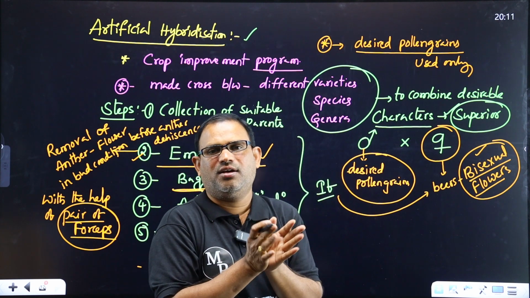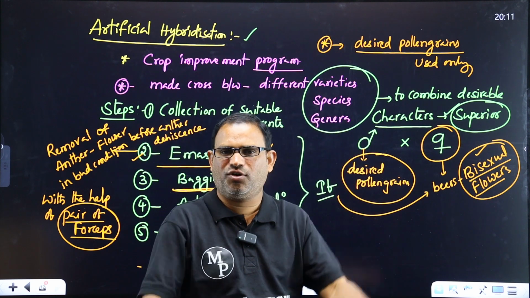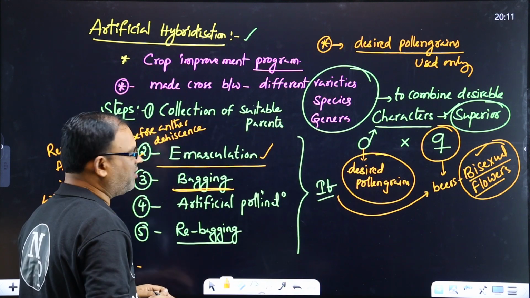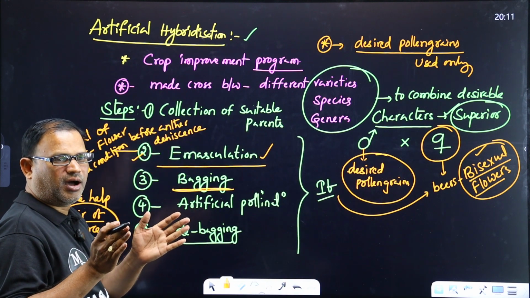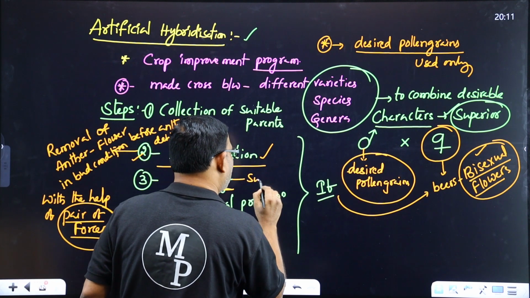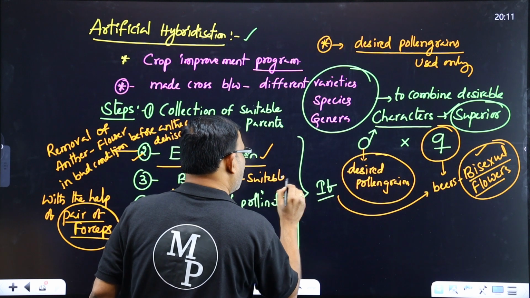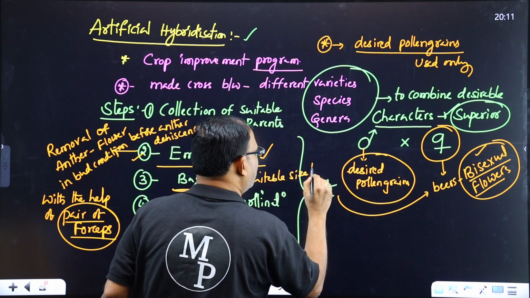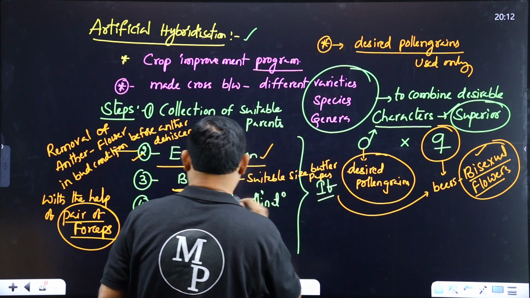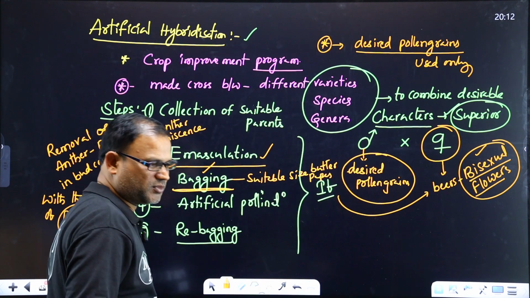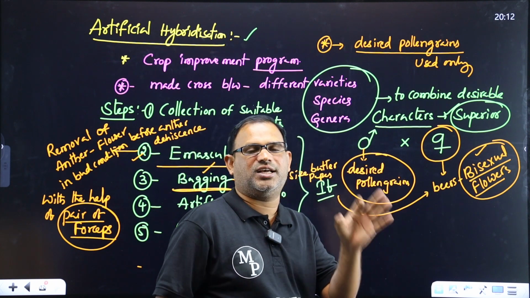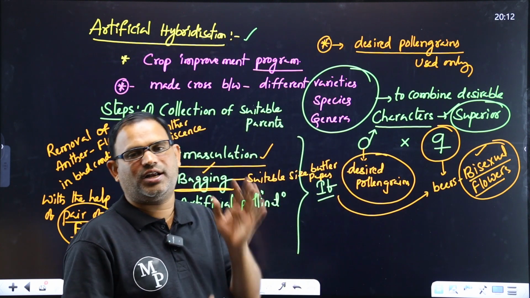So that's why, before maturation of the stigma, such an emasculated flower is completely bagged with a suitable size of butter paper. Butter paper. Now that is called as bagging. So bagging prevents what? Unwanted pollination. Very, very, very, very important.